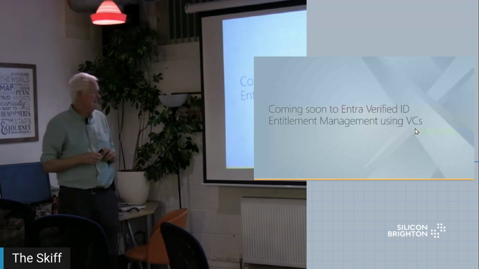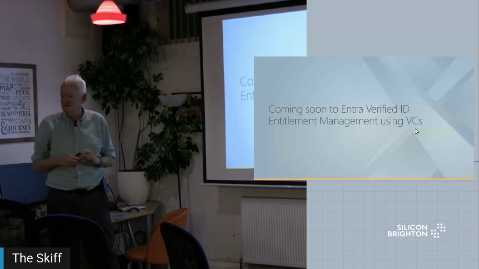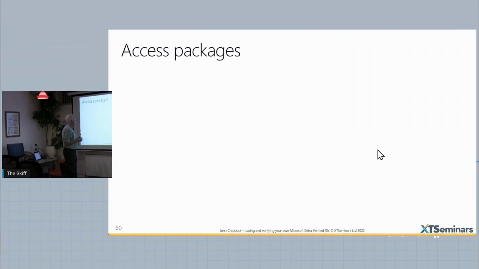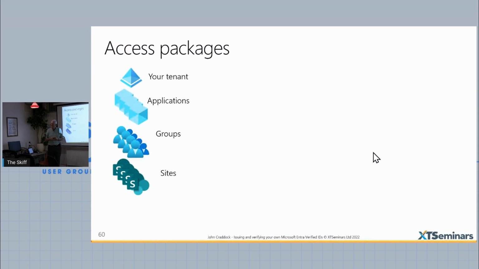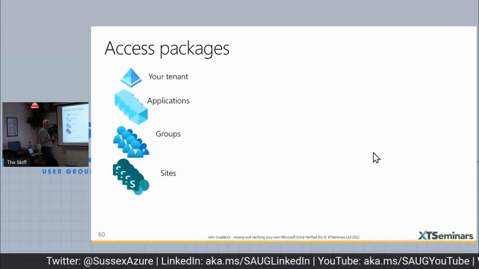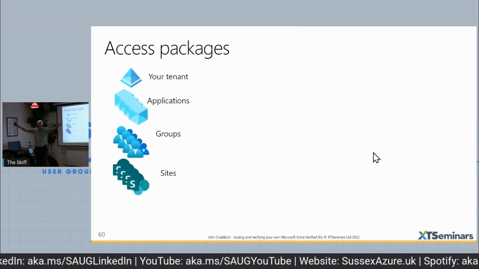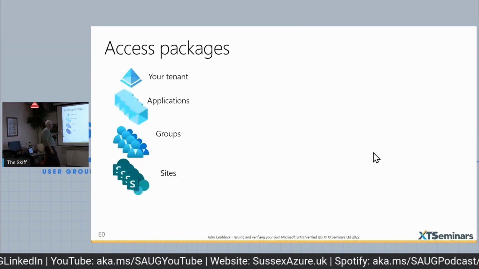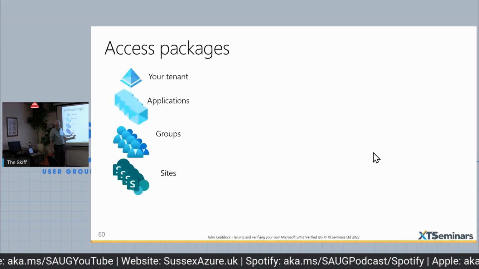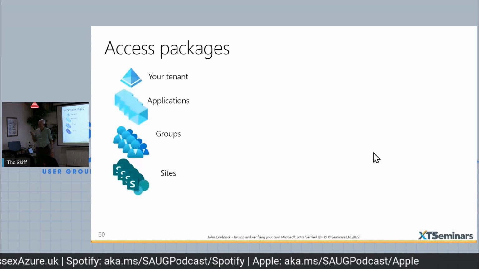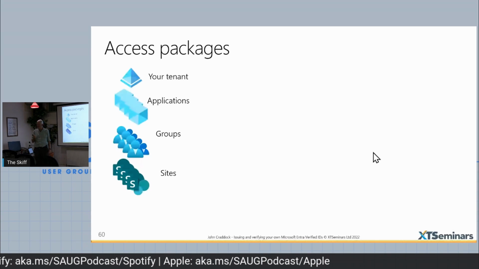Coming soon, I got special permission to show this. This is in private preview at the moment. I don't know whether any of you have worked with access packages. Has anyone used governance and access packages in Azure AD? Yeah, so the concept is that you have your Azure AD tenant with lots of applications, groups and sites in it, and you've got a user, and you ask what they need access to, and how do we give them access to everything they need?